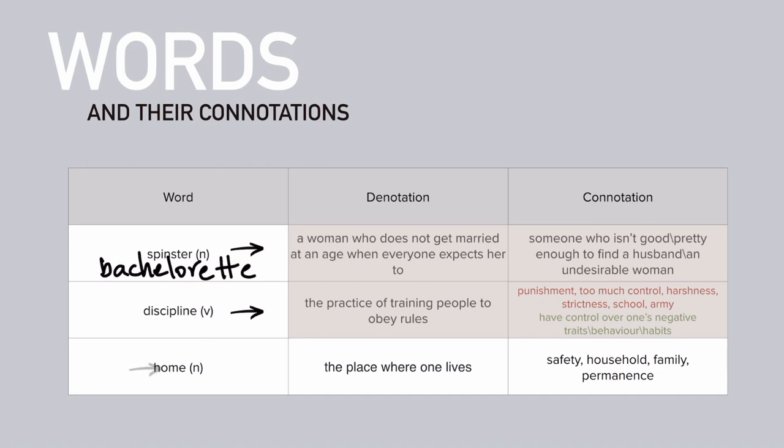The last one is the noun home, and the denotation of it is the place where one lives. The connotations are all positive: safety, household, family, permanence.